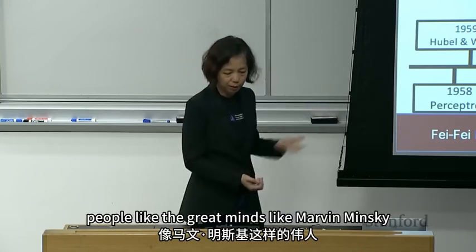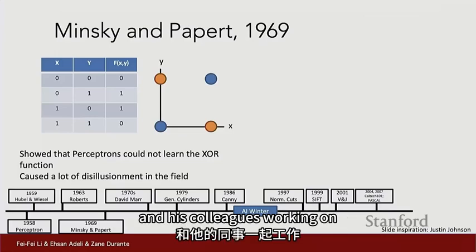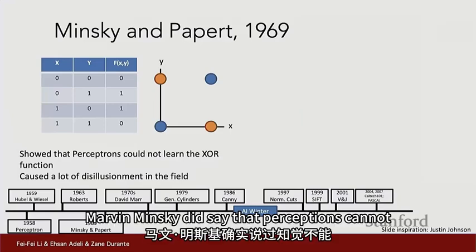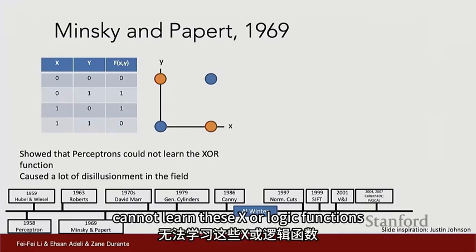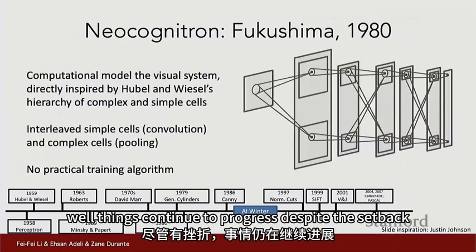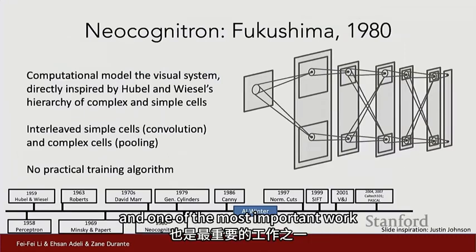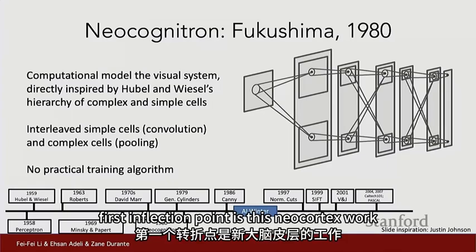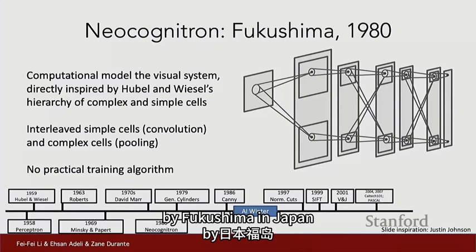People like the great minds like Marvin Minsky and his colleagues were working on different aspects of this perceptron. But Marvin Minsky did say that perceptrons cannot learn these XOR logic functions, and that caused a little bit of a setback in neural networks. Well, things continued to progress despite the setback, and one of the most important works before the first inflection point is this neocognitron work by Fukushima in Japan.